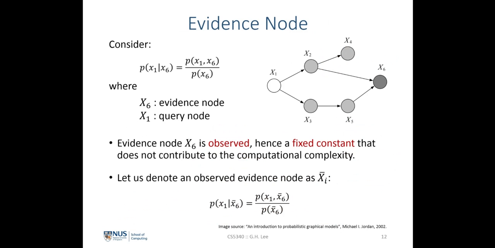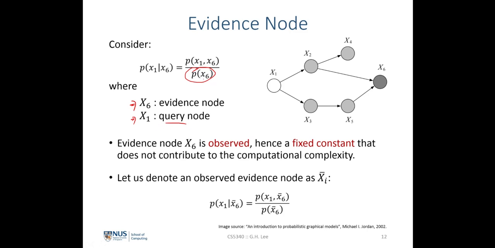So we'll now see that the evidence nodes are observed random variables, and hence they can be considered as a fixed constant that does not contribute to the computational complexity. Hence, the evidence nodes can be treated in a separate way where we can make use of them to reduce the computational complexity. Let us consider the example that we have seen earlier, where we are interested in finding the conditional probability of x1 conditioned upon x6. And this can be rewritten as the joint probability distribution of x1 and x6 divided by the probability of x6, where we know that we have observed x6 over here. And this is what we call the evidence node. And x1 over here is our query node as defined in the earlier slide.